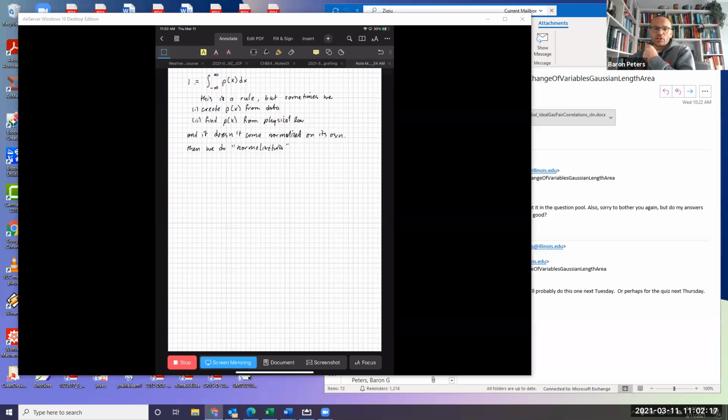But there are a lot of situations where we have to create our probability density by binning data. For example, you create a histogram, and then you have to use the histogram as the approximation for the real probability density. Another case where we encounter normalization is when we find the probability density from some physical law. In many cases, the physical laws tell us the shape of the distribution, but they don't tell us the normalization. They don't tell us how tall it is, basically.